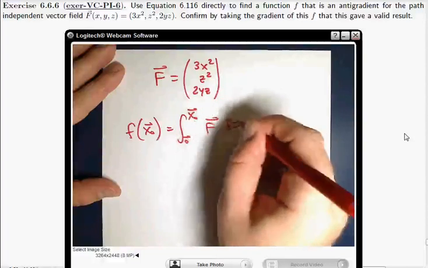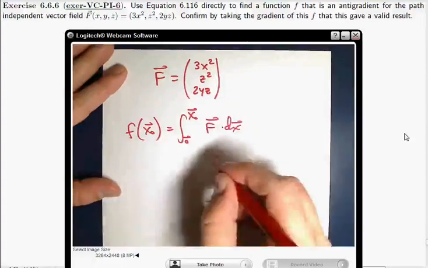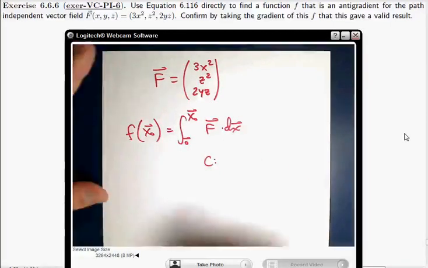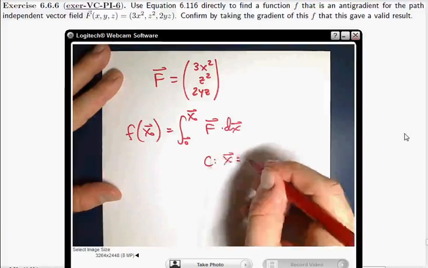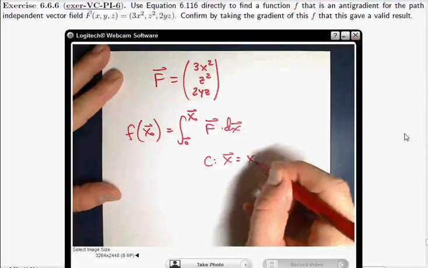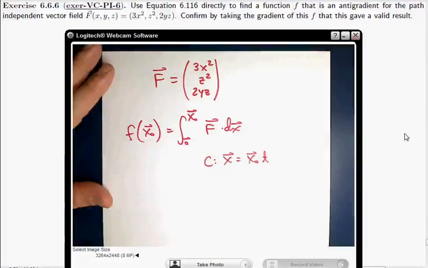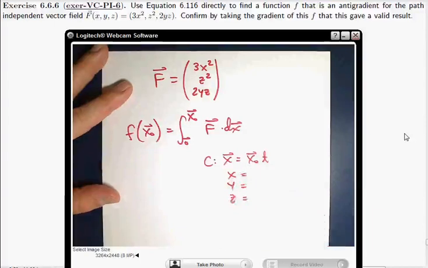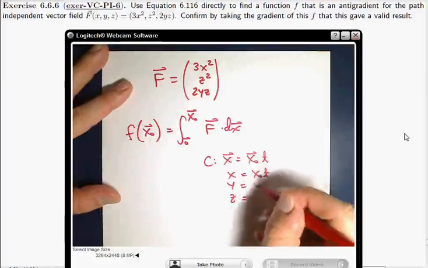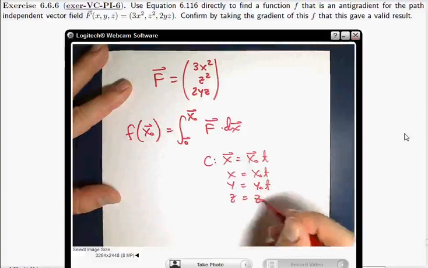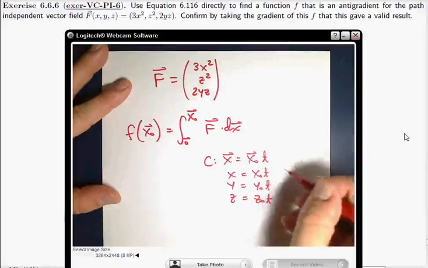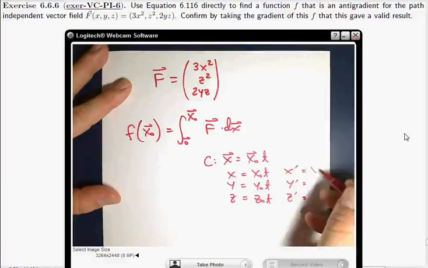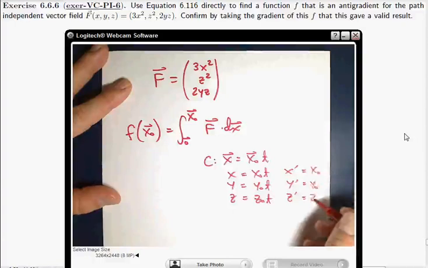And now it's just a matter of writing this down. Now I've got to parameterize a path, right? The path from 0 to x naught. And I'm going to do that in the most convenient way I can think of. Namely, I'm going to have x equal to x naught t. In other words, x, y, and z are going to be x naught t, y naught t, z naught t, which makes x prime, y prime, and z prime easy to compute. Those are just x naught, y naught, and z naught.